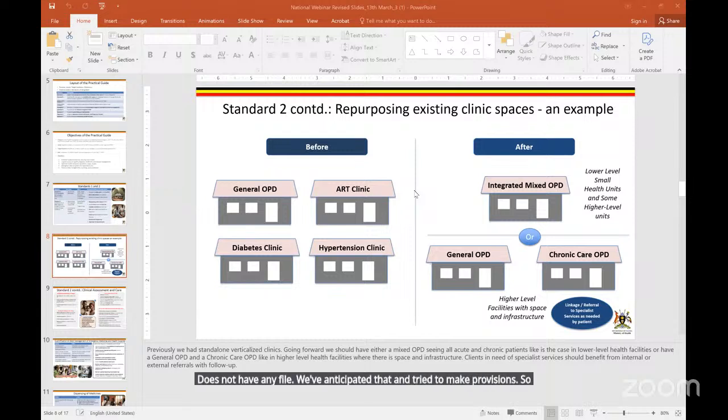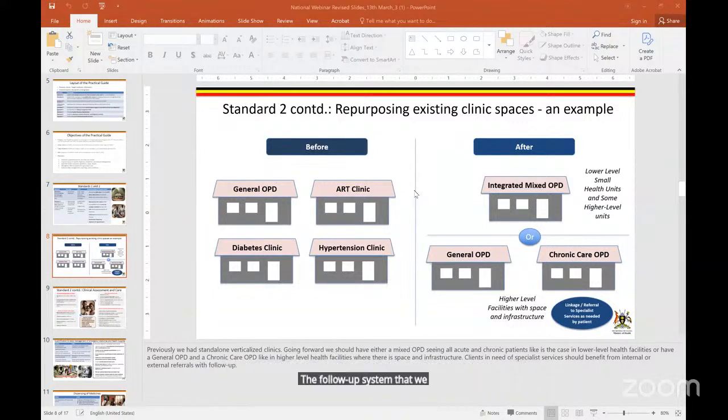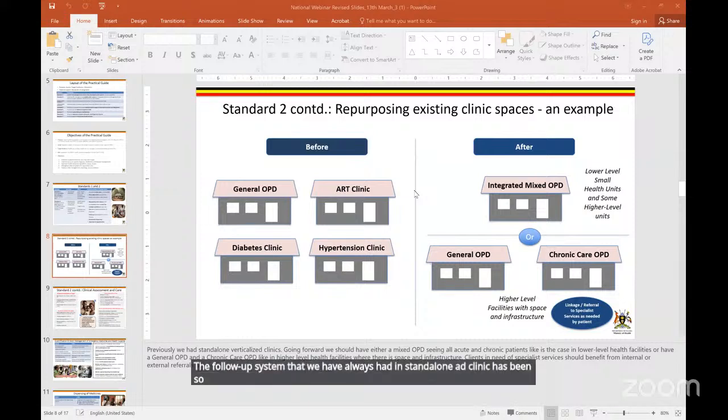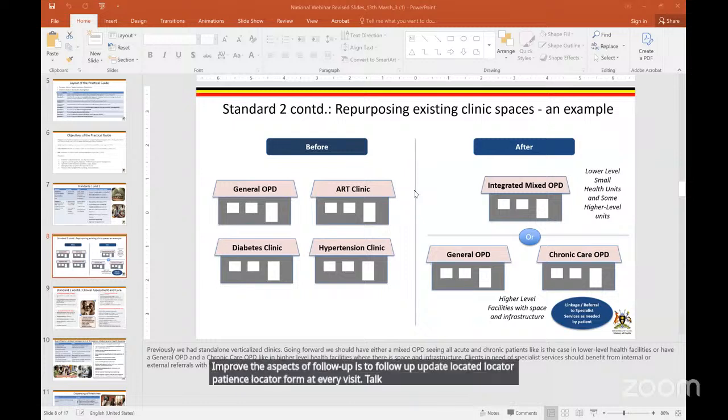So issues around loss to follow up, we are planning right now, since probably the project cadres are not in the hospital. The follow-up system that we have always had in the standalone ART clinic has been so robust because of the big numbers attached to follow up, the community health workers, the volunteers that we've had. Right now, we've anticipated that, and one thing that we are doing to improve follow-up is to update the patient's locator form at every visit. Talk to the patient and ask them, have you changed your phone number? Give me a number that is authentic and you think we can reach you on.